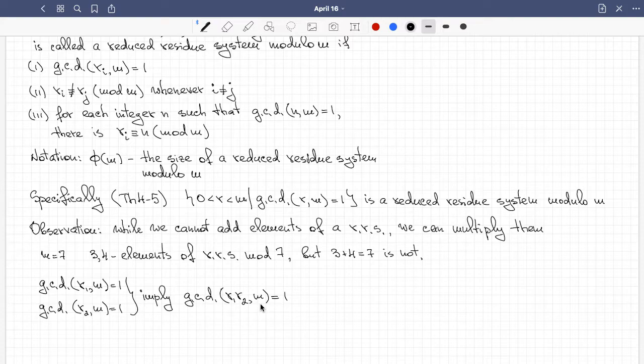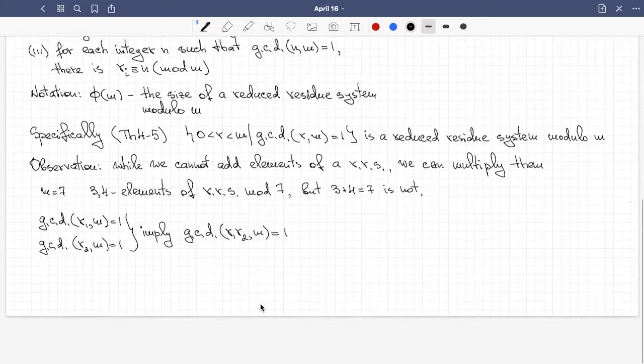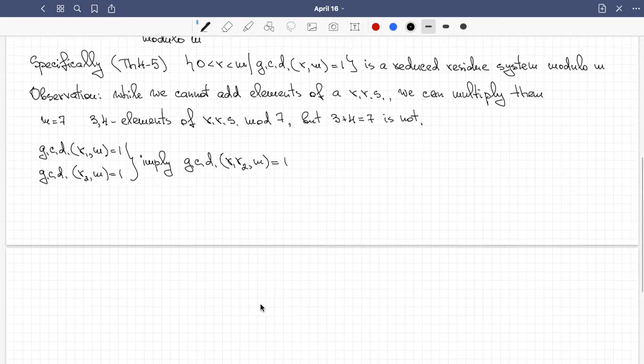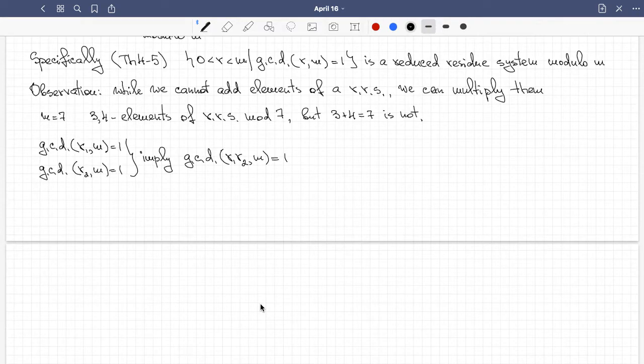Since we can multiply elements of the reduced residue system, we can take powers. And we can reformulate this way, or just recall Euler's theorem. So we can not only multiply some element by itself many times, we produce the power of this element.